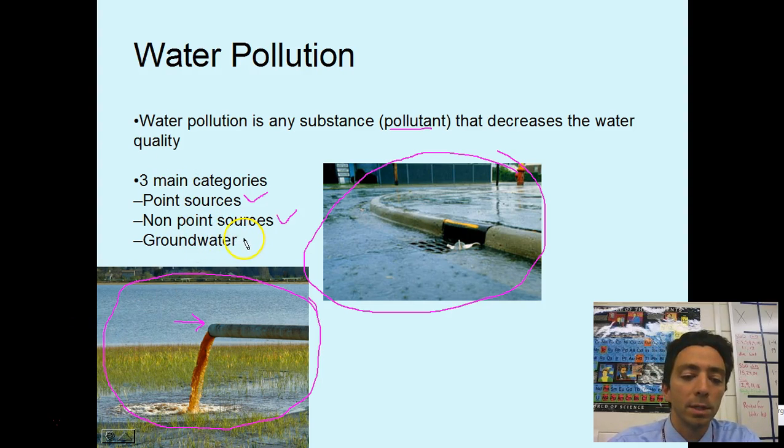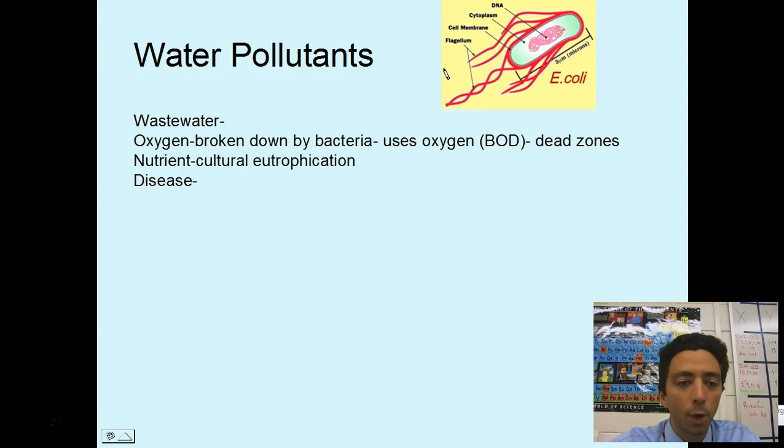Another source here is groundwater contamination or pollution. Typically, you're going to see this groundwater pollution with human wastewater, like sewage. If you have a latrine that's very close to a well, there can be some migration from the latrine into the well.